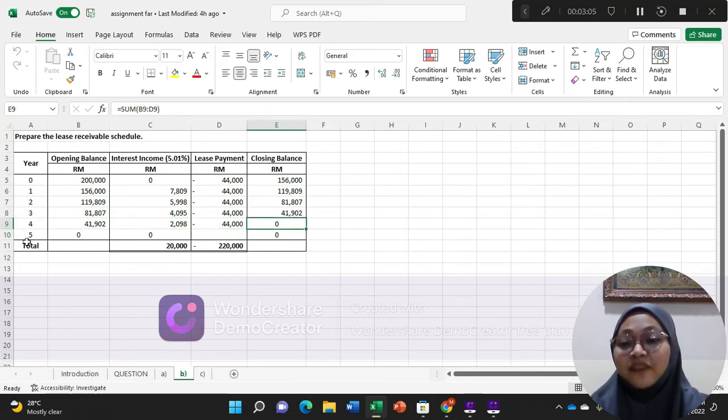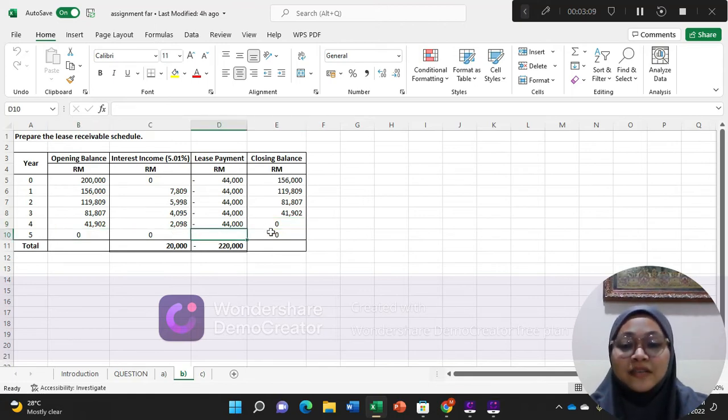So for year 5, the opening balance is 0, interest income is 0, lease payment is 0, closing balance is 0. For total interest income, we will get 20,000. Total lease payment is 220,000.